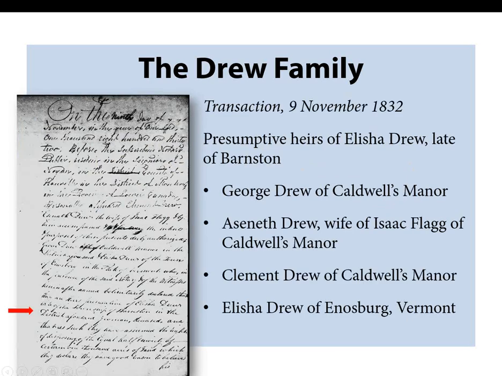So understanding when that transaction was recorded, I browsed to it because, as we know, notarial records are going to be in chronological order. And what we have here is a pretty big surprise. George Drew of Caldwell's Manor, Asenath Drew, who's listed as the wife of Isaac Flagg of Caldwell's Manor, Clement Drew of Caldwell's Manor, and Alicia Drew of Enosburg, Vermont, are all listed as the presumptive heirs of Alicia Drew, who was late of Barnston.